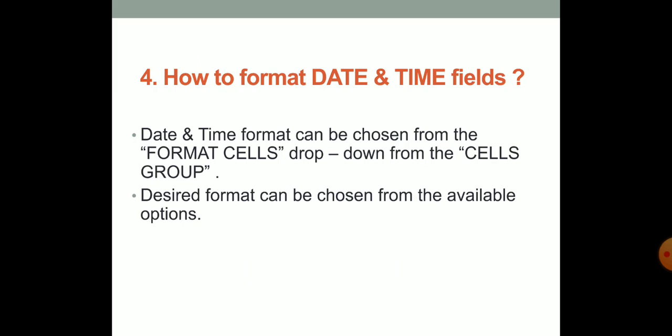Okay, so date and time format can be chosen from the format cells drop down from the cells group. The second one is the desired format is chosen from the available options. You have a lot of options there. We can choose the desired format from the options.